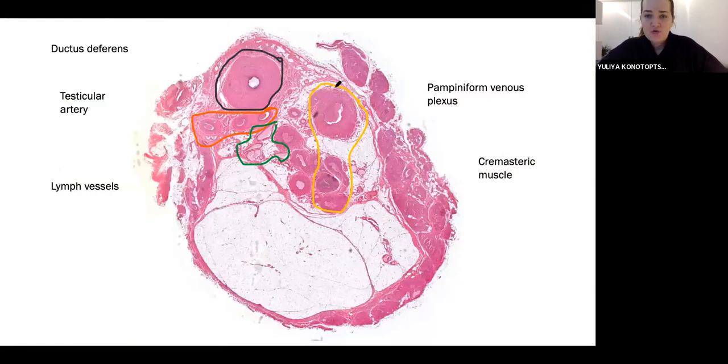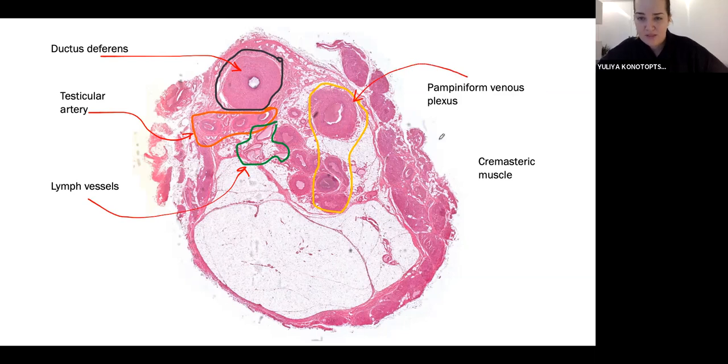So here is the cross section of the spermatic cord. Okay, so vas deferens is here. Outside of it, you can see branches of the testicular artery. You can see some lymphatic vessels there. And you can see this venous plexus, which is called pampiniform venous plexus. Outside of it, you can see that there is some kind of skeletal muscle, and the skeletal muscle is going to be cremasteric muscle.